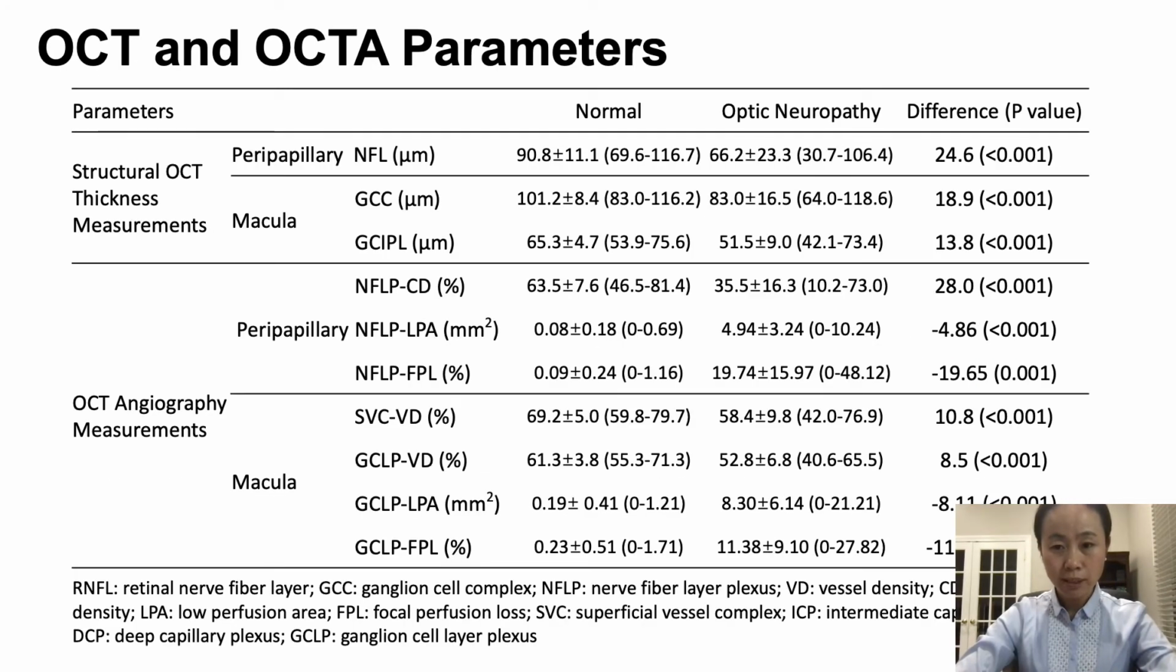For all OCT structural thickness and OCTA perfusion parameters, the optic neuropathy group was significantly different from the normal group. The optic neuropathy group had significantly thinner NFL, GCC, and GCIPL thickness, lower NFLP capillary density, and SVC and GCLP vessel density. In addition, they had larger low perfusion areas and focal perfusion loss.